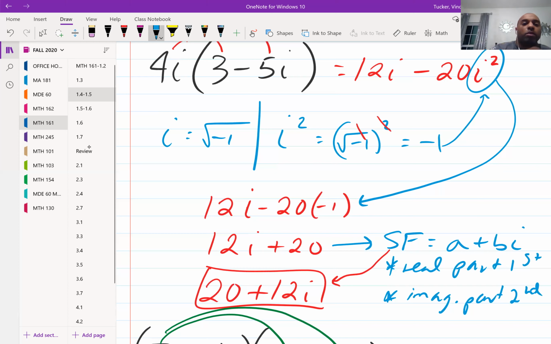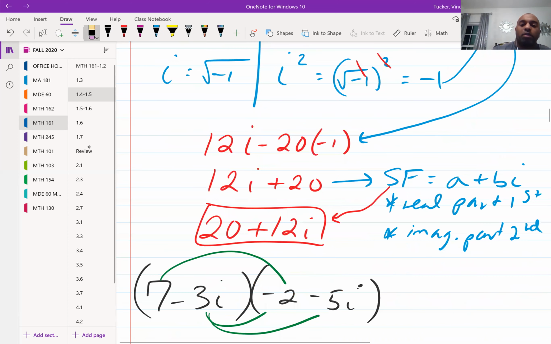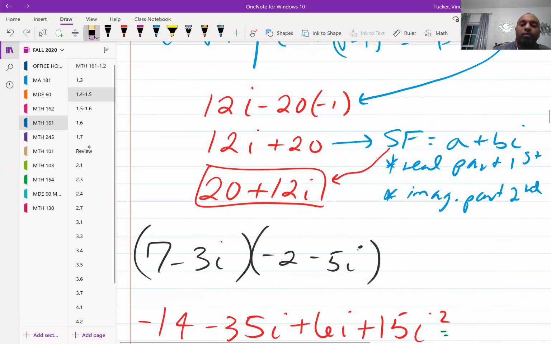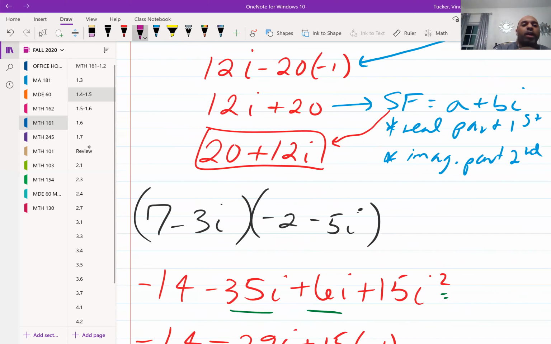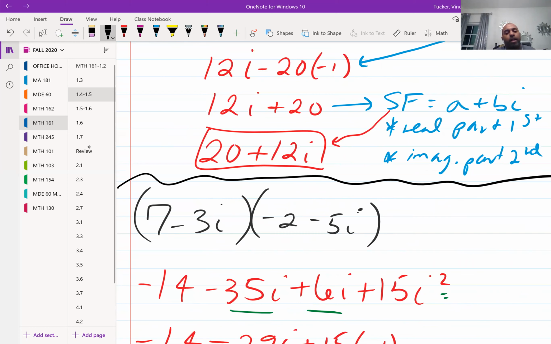Questions before we do another one? All right. So next one we have 7 minus 3i times negative 2 minus 5i. So we would do our binomial distribution. 7 times negative 2 is negative 14.